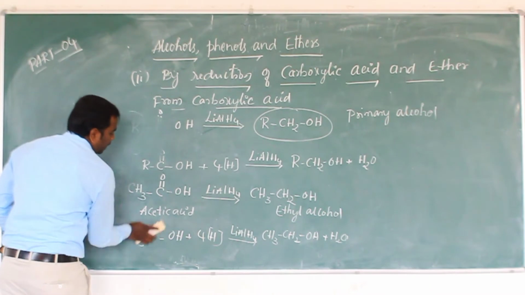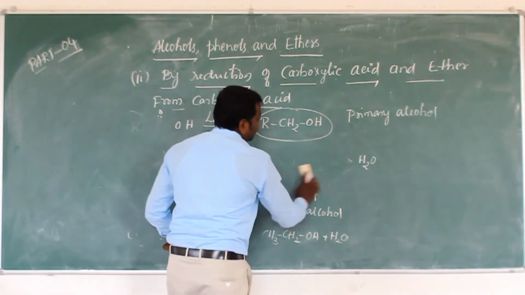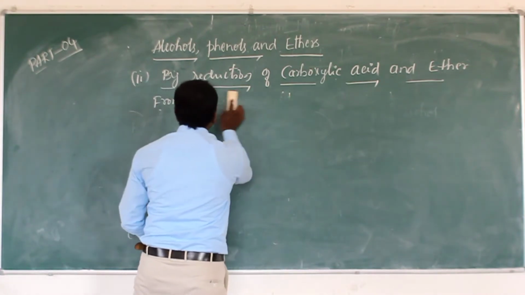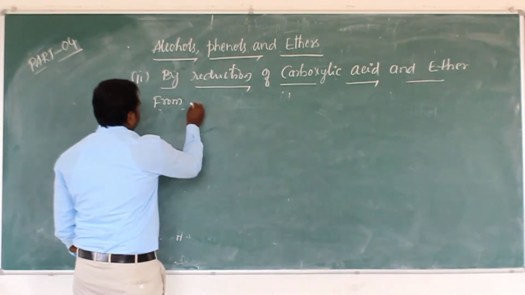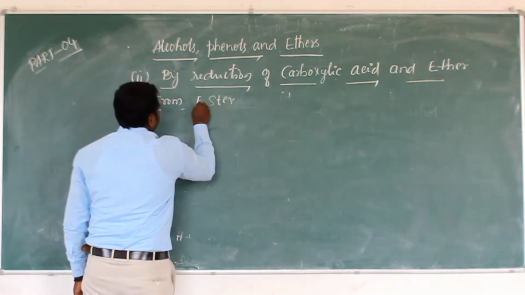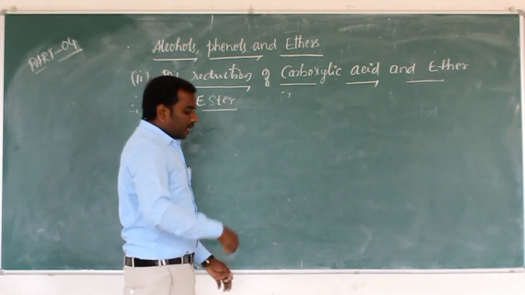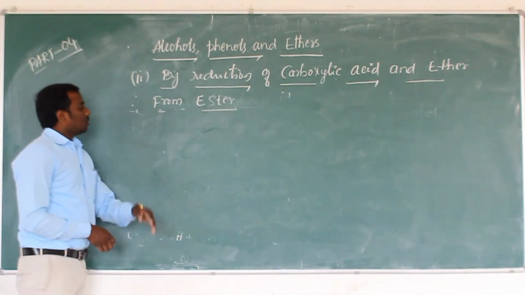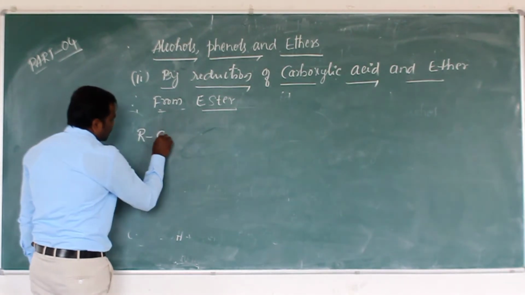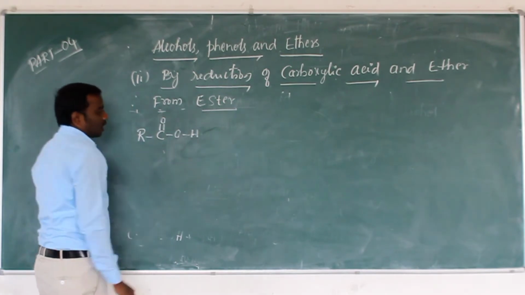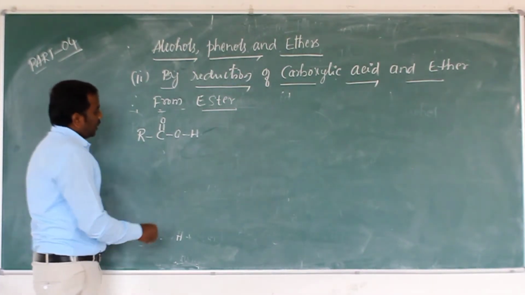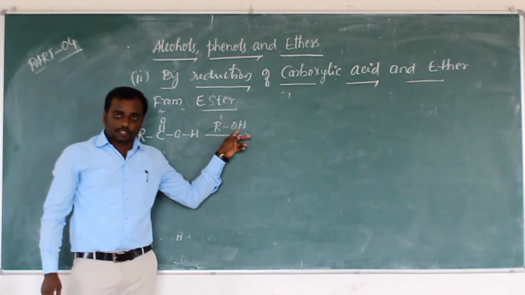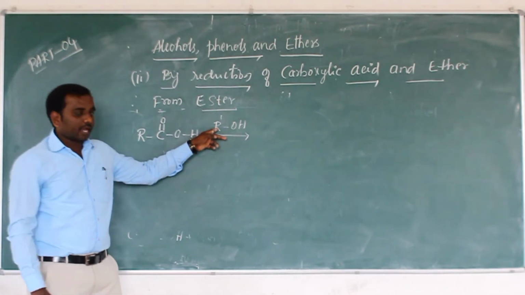How to prepare alcohol from ester? Already we know the ester formula is RCOOR'. For example, the carboxylic acid formula is RC double bond O. This reacts with alcohol, whose formula is R'-OH, where R' means alkyl or aryl group. See what happens here.